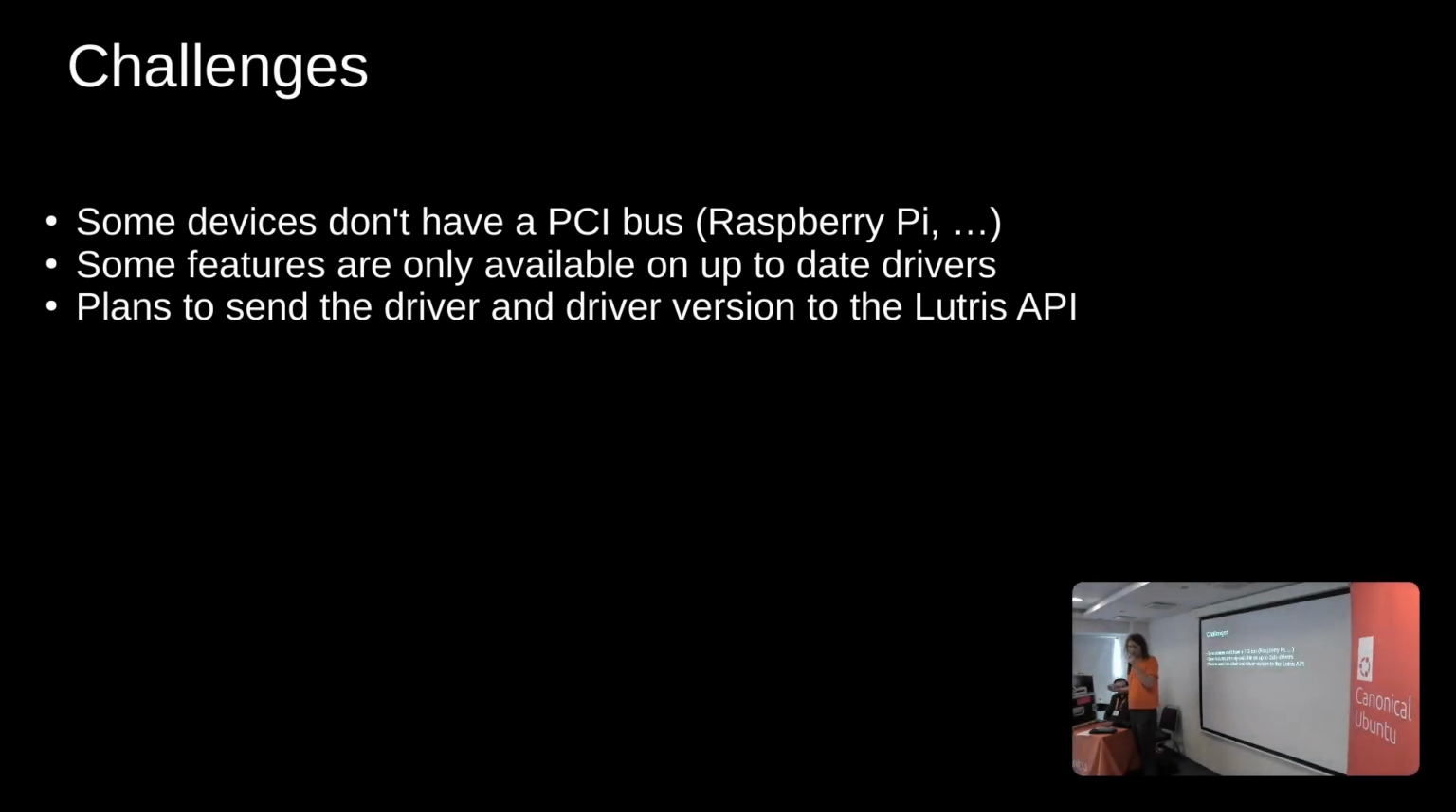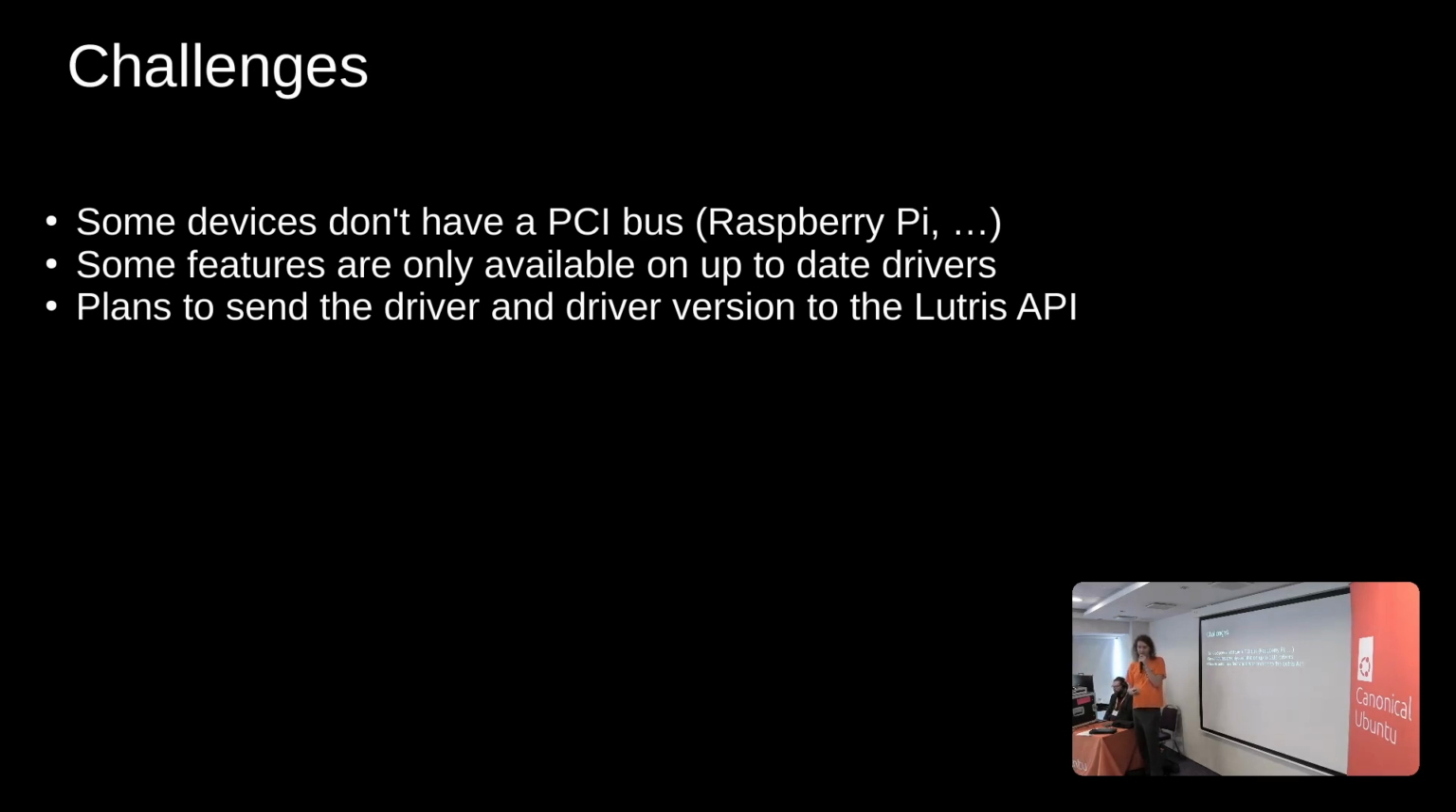So there are some problems. If you start Lutris on a Raspberry Pi, for example, then you won't get a PCI ID. It will give you just the driver you're using, because basically there's no PCI bus on the Pi. Also, everything doesn't depend on the PCI ID of your card. It also depends on what driver you have in your system.